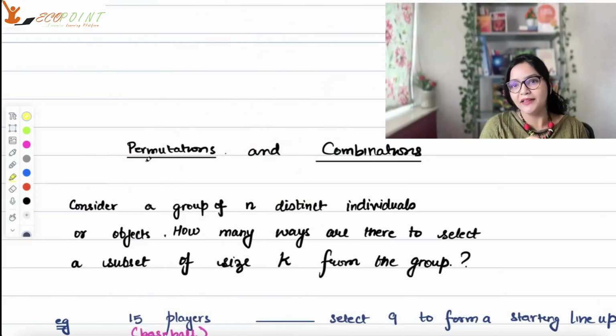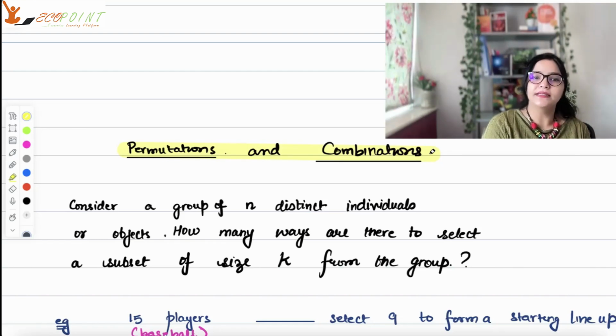With this came the most important part. In calculating probabilities, it's extremely important to be comfortable with permutations and combinations, and that's what I tried working on with you through certain examples. So consider a group of n distinct individuals or objects. How many ways are there to select a subset of size k from the group? These kinds of scenarios call for counting.